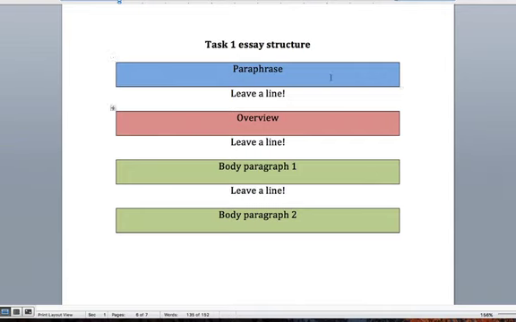So it's quite a boring video. There's nothing really fun here. This is where all of the interesting things happen. But it's very necessary. We must do it. Why? Because if you don't paraphrase, the examiner will take your marks down on vocabulary. He will bring your vocabulary score down.